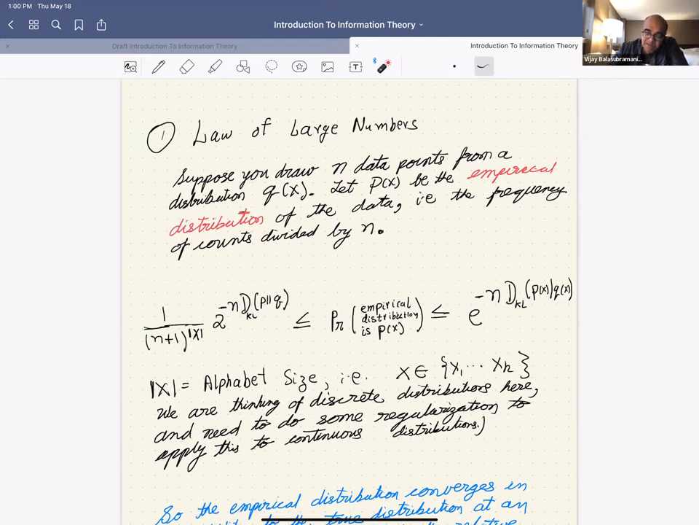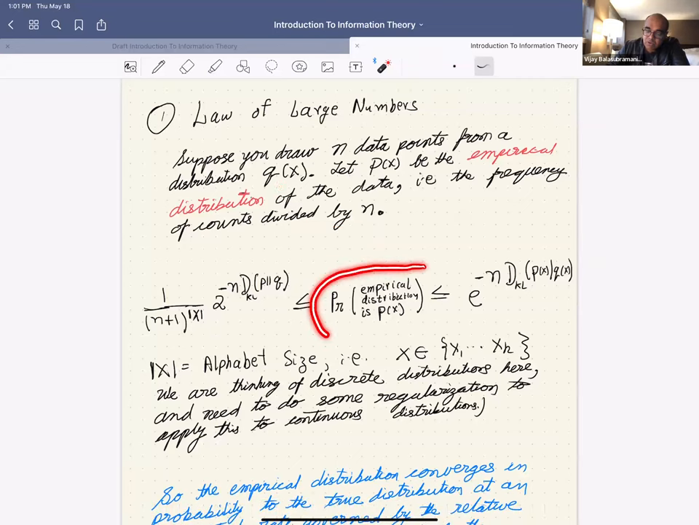The probability that the empirical distribution you get is some particular P of X is bounded on the two sides by 2 to the power minus n times the relative entropy between P and Q, times some numbers. So what this tells you is that, of course, the most likely thing you get is when DKL is 0. The most likely thing you're going to get is P very close to Q in the sense of DKL.